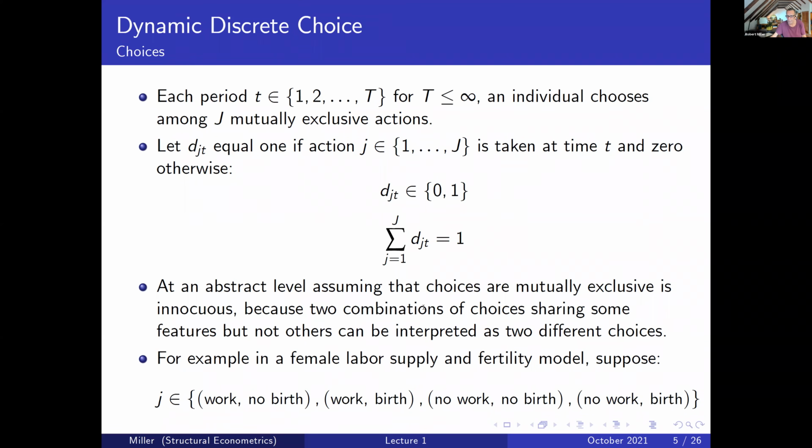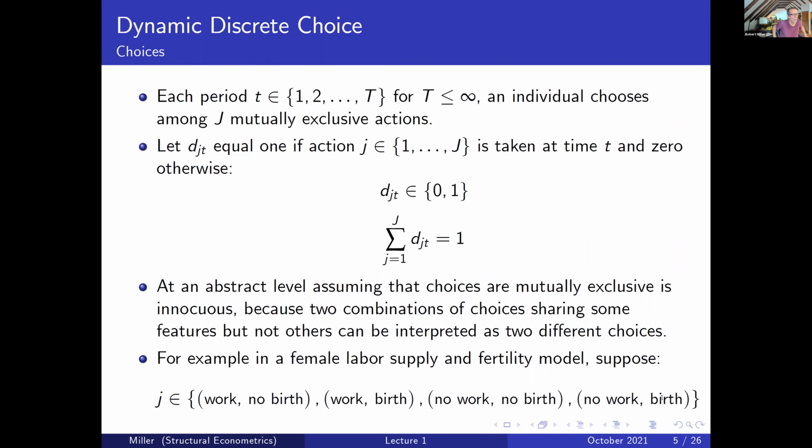So at an abstract level, demanding or requiring that these choices be mutually exclusive is innocuous. All you do is partition the set of choices up so that what I've just said is true. So for example, in a female labor supply and fertility model, where the female is thinking about how much she works and also when she bears kids, we could suppose that she either works and doesn't have a birth, works and has a birth, doesn't work and has no birth, or doesn't work and has a birth. Okay, those are the four combinations.